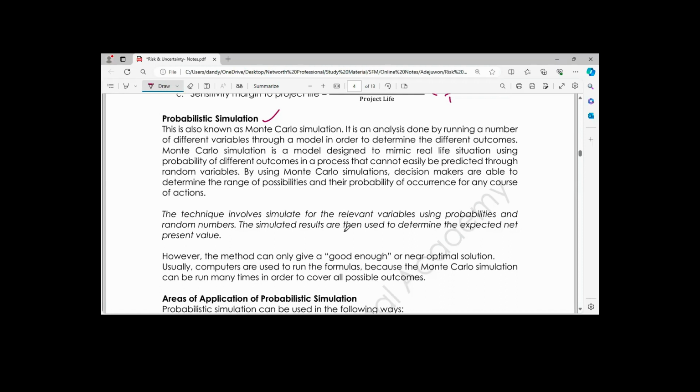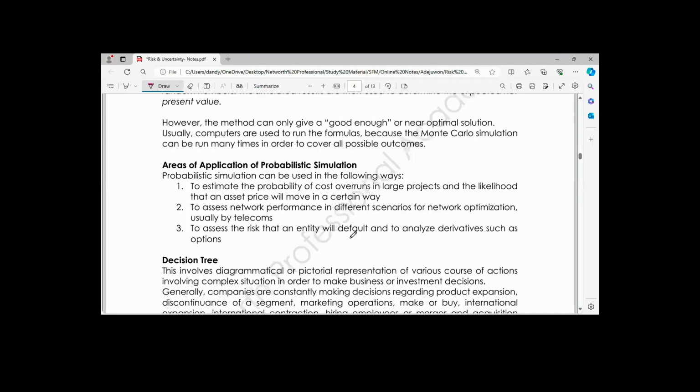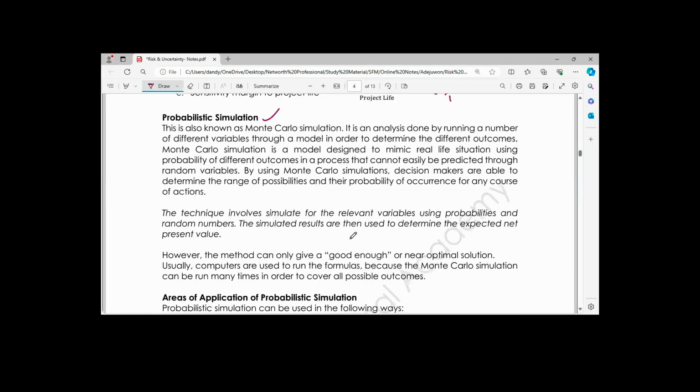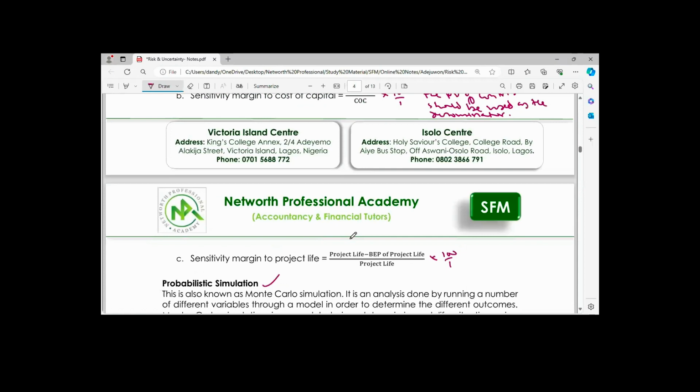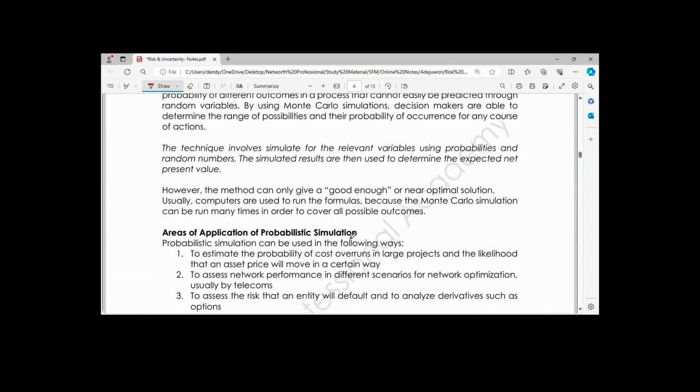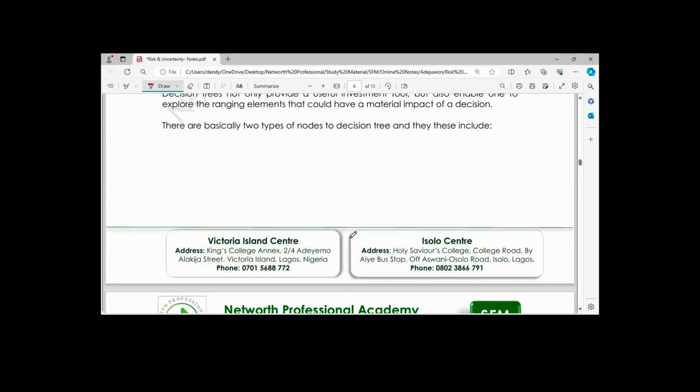Now, how do you then simulate? When you want to simulate, there are 5 columns that you are supposed to carry out. Say, for example, you want to simulate for receipts. So I will say simulating for receipts.